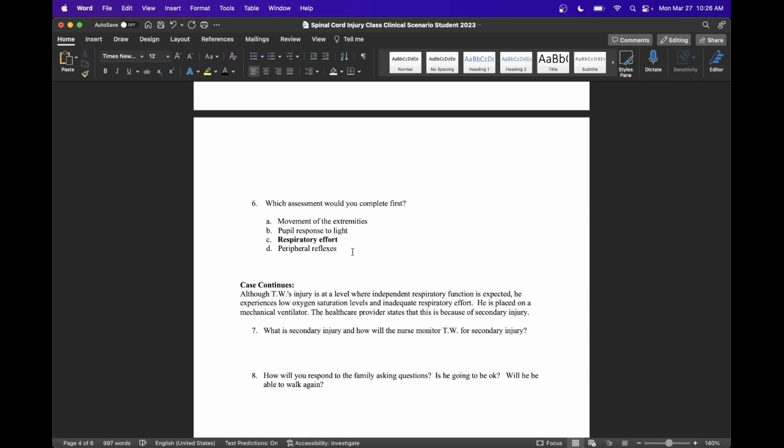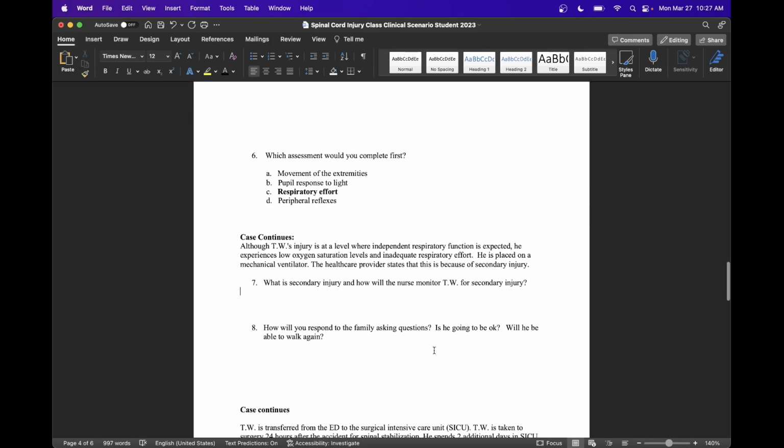How do we prioritize? ABCs, emergent, urgent, Maslow's. What's going to kill them? Okay, so the answer is B, ABCs.